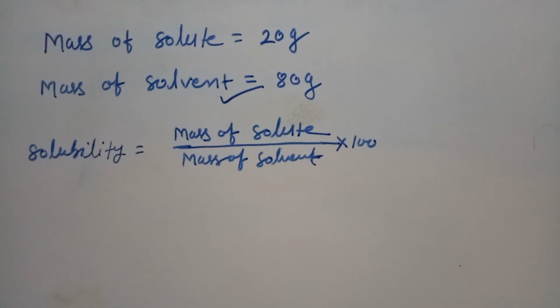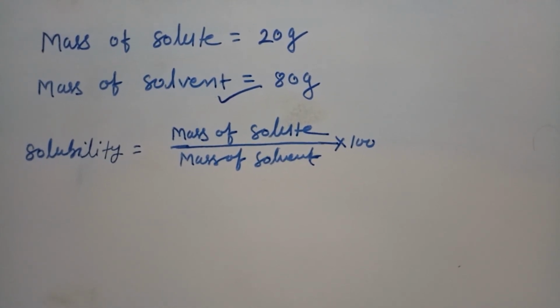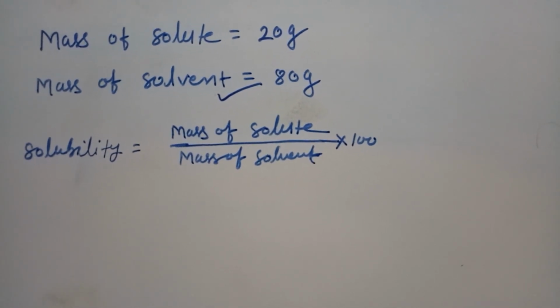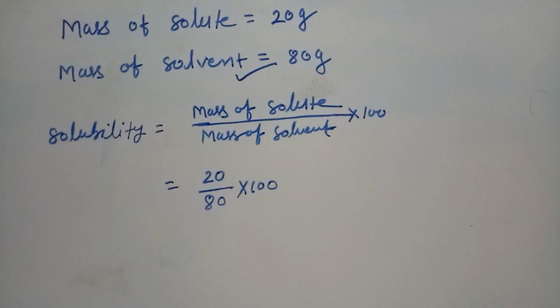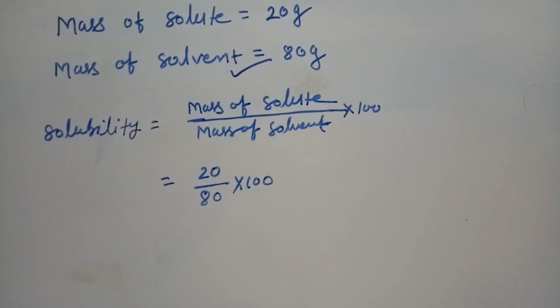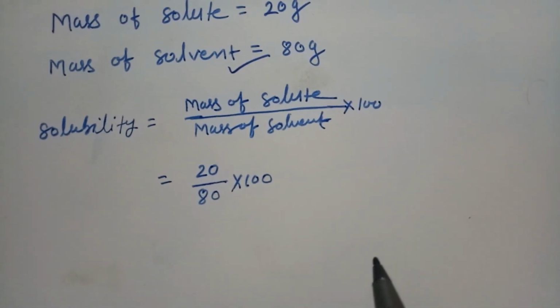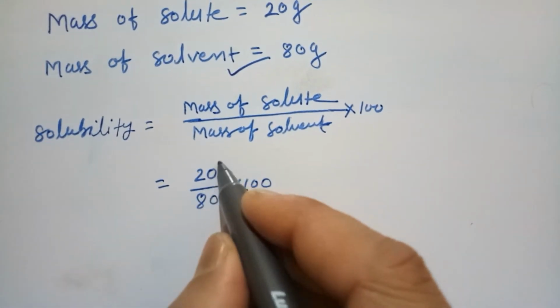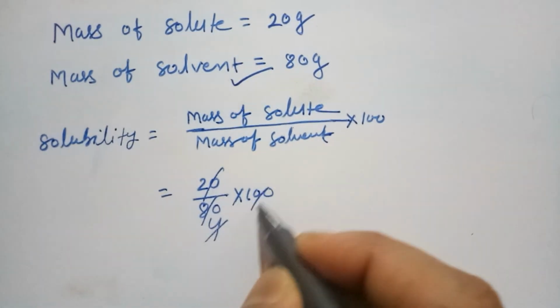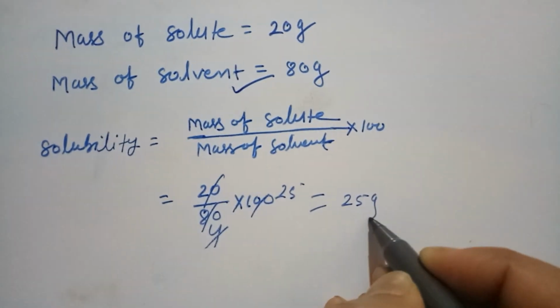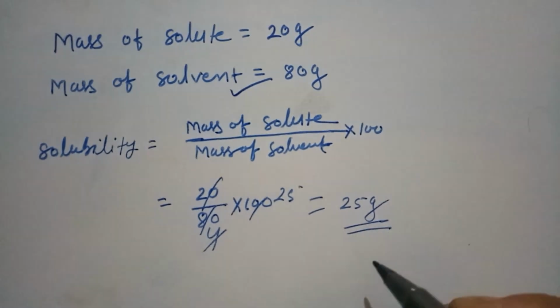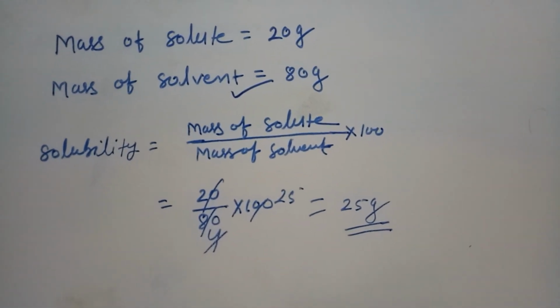And we know the formula to calculate the solubility. It is mass of solute by mass of solvent into 100. Now we have to put the values of solute and solvent and then calculate it. It's equal to 20 by 80 into 100. Then simplify it. So 25 gram is the right answer. By this we can do more numericals.